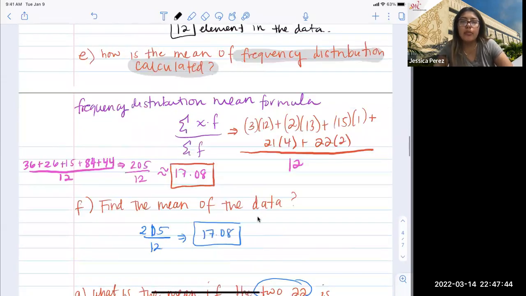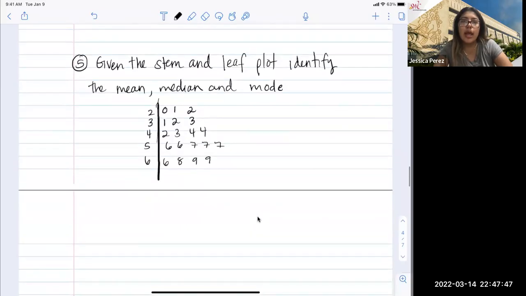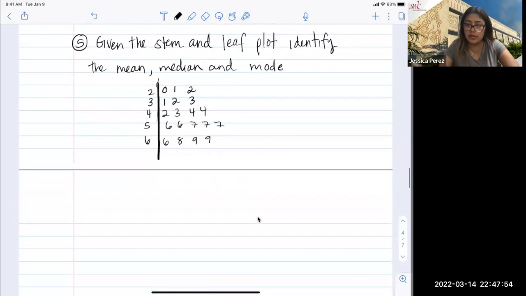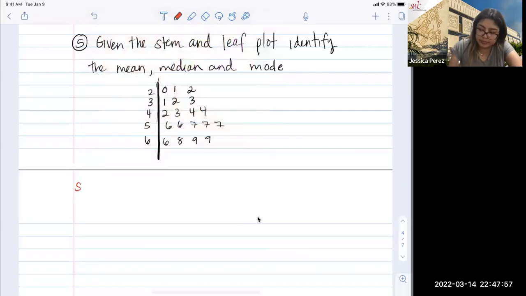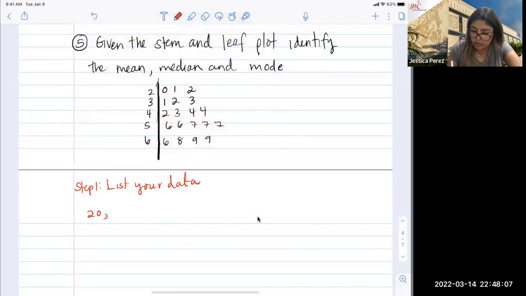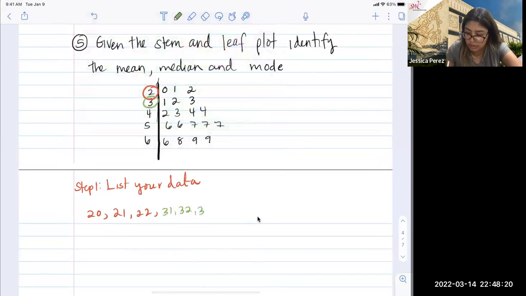Okay. Moving on. Given the stem and leaf plot, identify the mean, the median, and the mode. Well, first we have to write out the whole data. So step 1, list your data. How do I list my data? Well, this is 20, 21, and 22. Remember, this is a coefficient. So 20, 21, and 22. And then the next one is 31, 32, and 33.